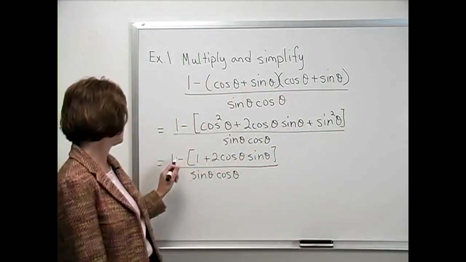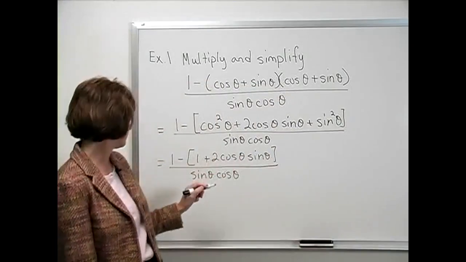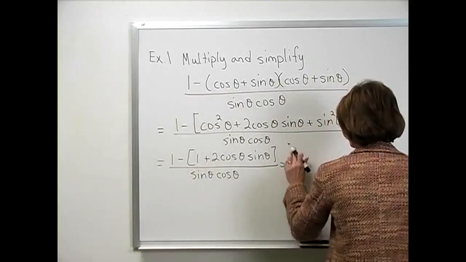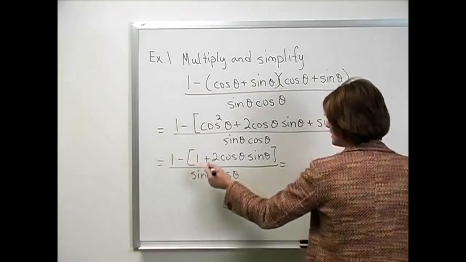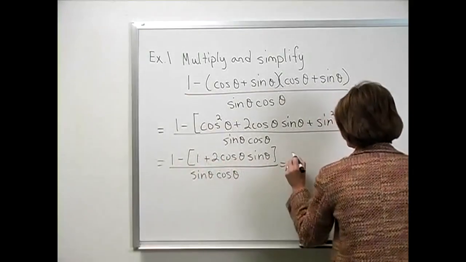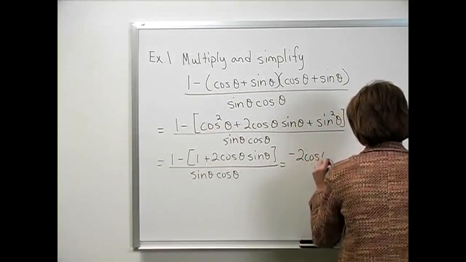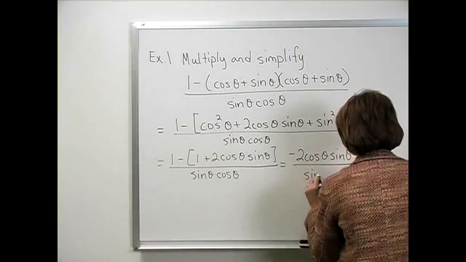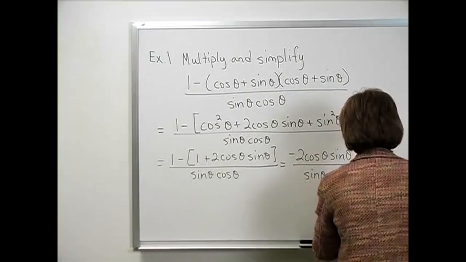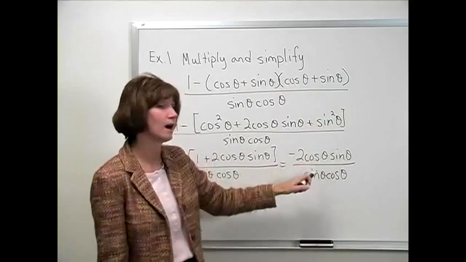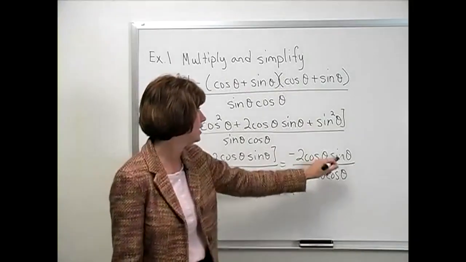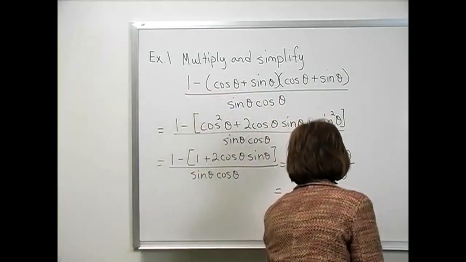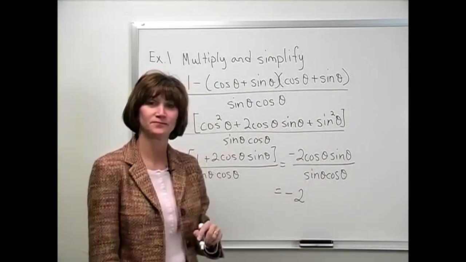Now I'm ready to subtract the bracket, what's inside the bracket, and let's see what we get. We're going to get 1, the 1's are going to subtract out, 1 minus 1. You're going to have the opposite, you're going to have minus 2 cosine theta sine theta in the numerator over sine theta cosine theta in the denominator. And now you recognize that we've got common factors in the numerator and denominator. We can reduce by sine theta and cosine theta and end up with just a negative 2.